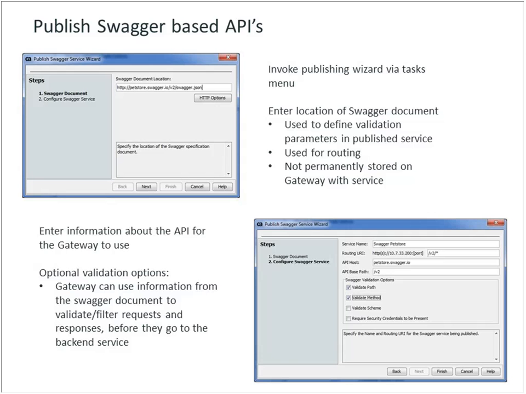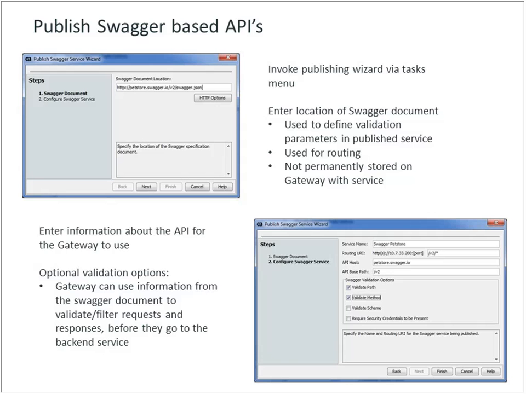You would enter the location of your Swagger document. That location is used to define the validation parameters for the published service. So we actually pull down a copy of the Swagger document and we embed it within the policy and use that for future validation of any of the requests and responses going in. It's also used for routing. It's also important to note that we never permanently store it on the gateway. So the Swagger document should always reside with the API.